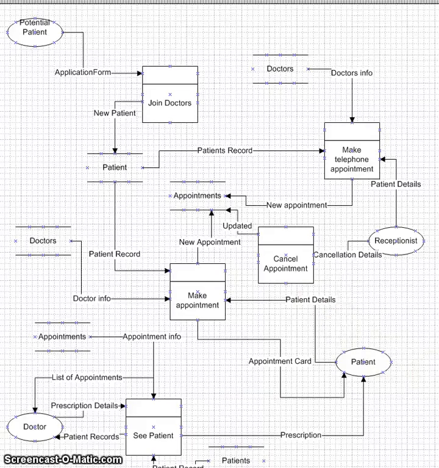Here is our completed level 1 diagram, including stores. Notice duplications to make sure that no lines cross and this becomes easy to read. The main processes are identified: joining the doctors, making a telephone appointment, cancelling an appointment, making an appointment, seeing the patient, and which of the tables of data, the stores of data, are queried. So that is how to create a level 1 of the doctor's scenario.